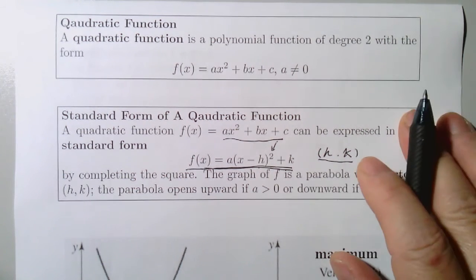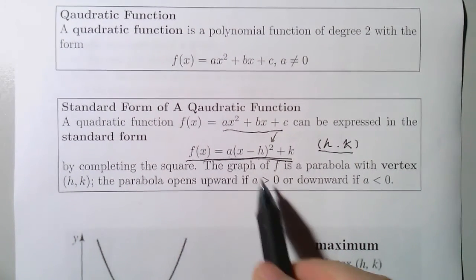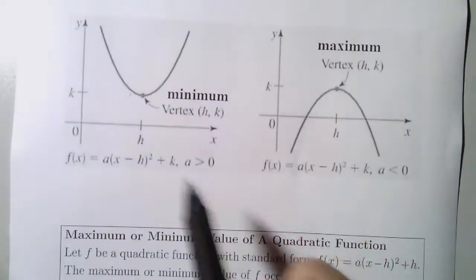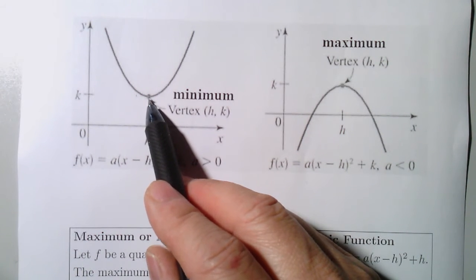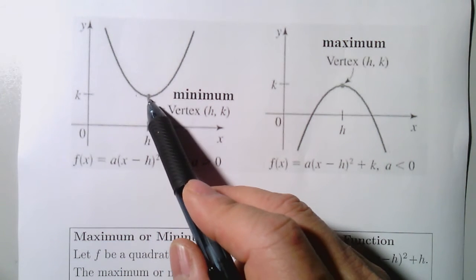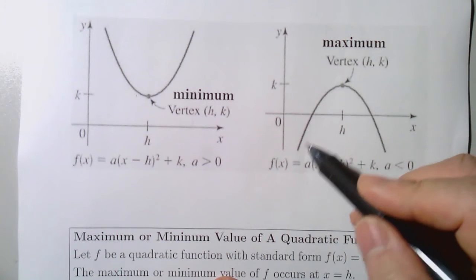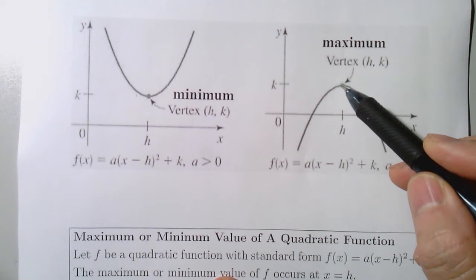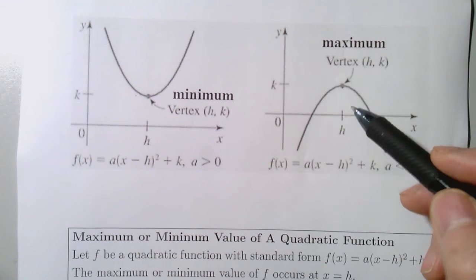So when we have a quadratic function, if a is greater than 0, the graph opens upward. And so its vertex also gives us the minimum value of this function, because this is the lowest point of the graph. If a is less than 0, the graph opens downward. So the vertex also gives us the maximum of the function, because this is the highest point.